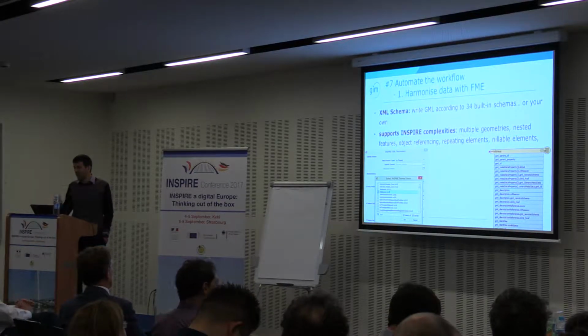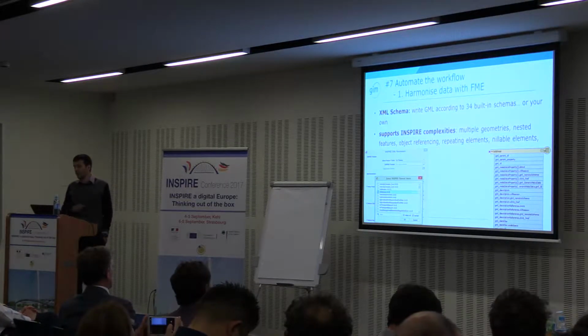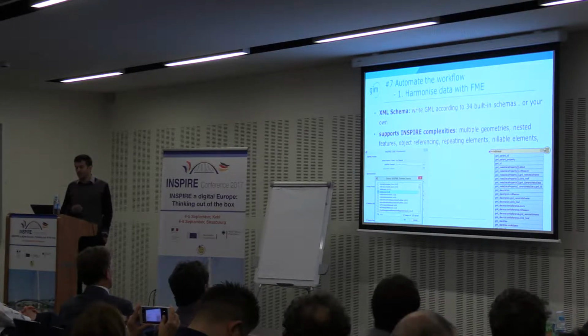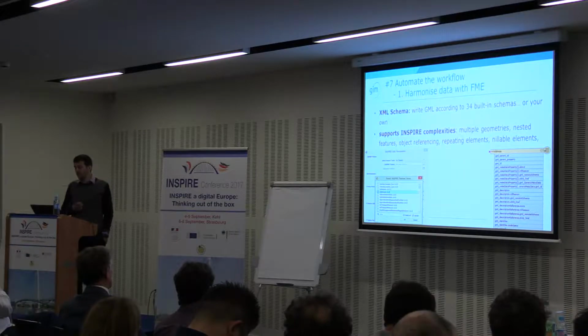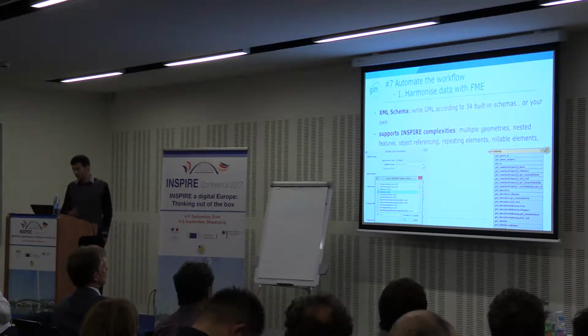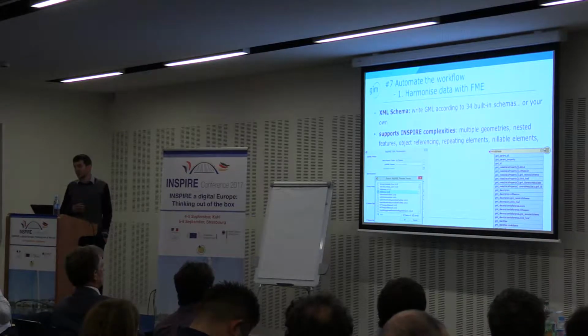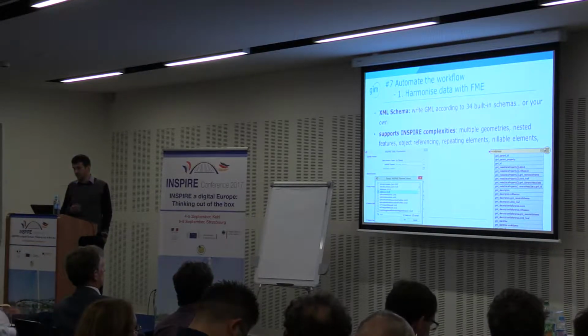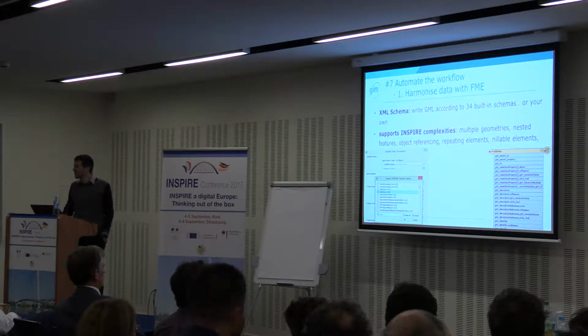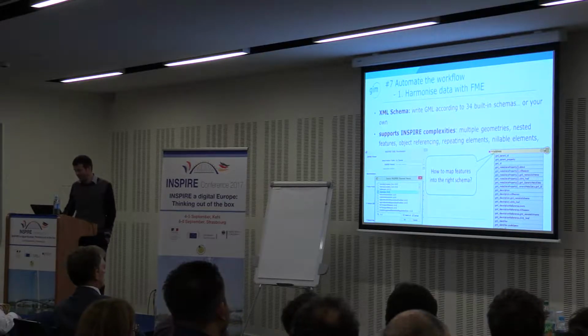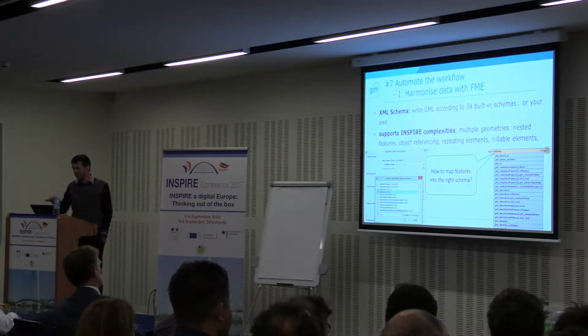The first step in this workflow would just be to harmonize the data, and that's what most people know FME from, so you can use it to harmonize the data. Why? Because FME has this Inspire GML writer that allows you to write GML according to the built-in schemas of the 34 Inspire data themes. It supports all the Inspire complexities that you have: multiple geometries, nested features, object referencing, repeated elements, voidable elements, and soon also grids. I'd like to see, well, the work of Dean on this. So this is on the output. So you can write Inspire conform GML.